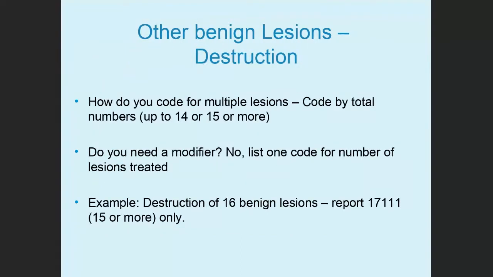So what if you have multiple lesions? Well, the multiple is included in the codes themselves, 14 or less, and then 15 or more. Do you need a modifier? No. You're going to list one code for the total number of lesions treated. For example, destruction of 16 benign lesions, report 17111, which is for 15 or more only. So no modifiers on these.